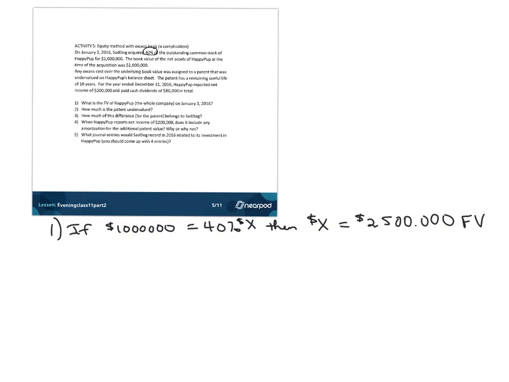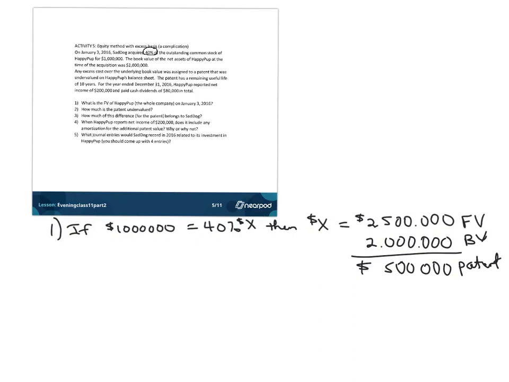The second question says, how much is the patent undervalued? Well, to figure this out, you have to use the information that's given about the book value, what's actually on Happy Pup's books. In total, they have a book value of $2 million. We said all of the difference between the fair value and the book value is because of this patent. So that's just some real quick math that shows us that the patent has a value of $500,000 in total.